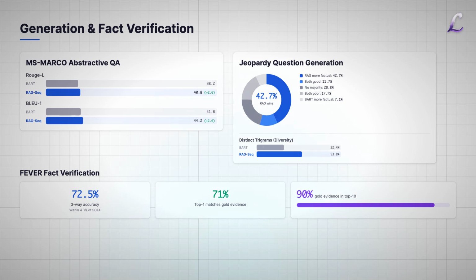Measuring the ratio of distinct trigrams to total trigrams, RAG-Sequence achieves 53.8% on Jeopardy generation versus BART's 32.4%, without any diversity-promoting decoding tricks. On FEVER fact verification, RAG scores within 4.3% of state-of-the-art pipeline systems, which use domain-specific architectures, substantial engineering, and intermediate retrieval supervision. RAG uses none of these. The top retrieved document matches the gold evidence article 71% of the time, and a gold article appears in the top 10 in 90% of cases.